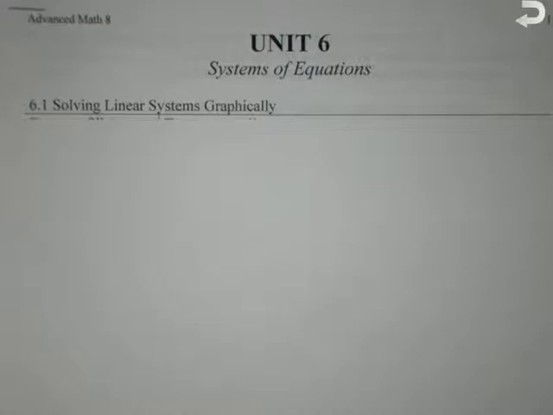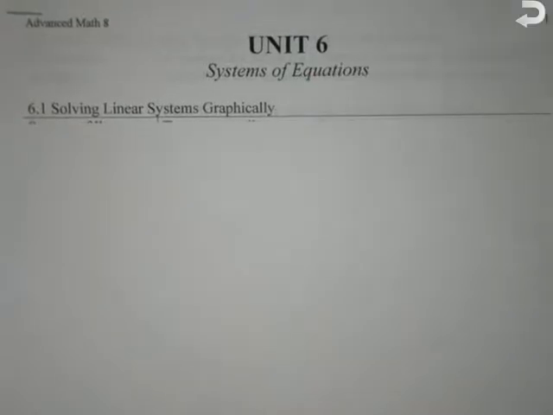So guys, starting Unit 6 today, we're working with what we call systems of equations. There are 3 methods for solving systems of equations, and today we are going to be solving using graphing. That's why our AO had graphing in it, okay? So 6.1, we are solving linear systems graphically.